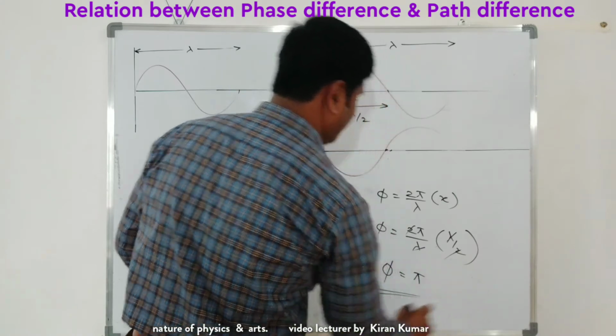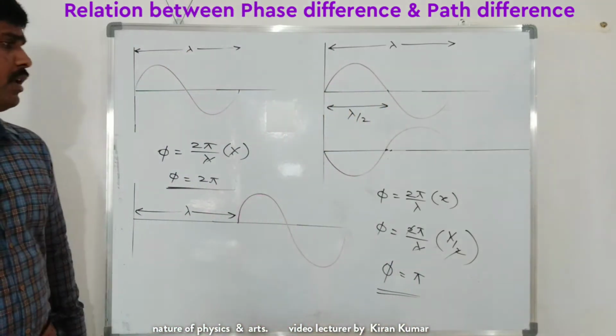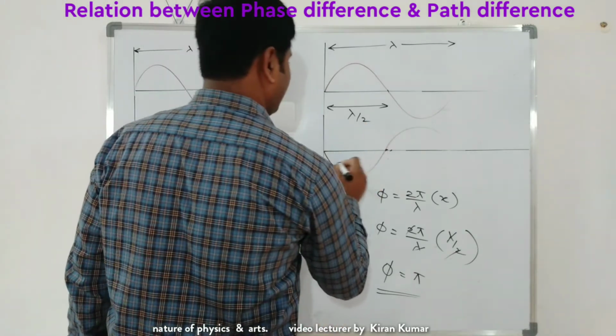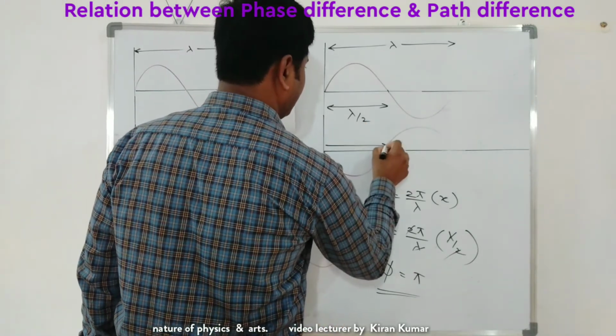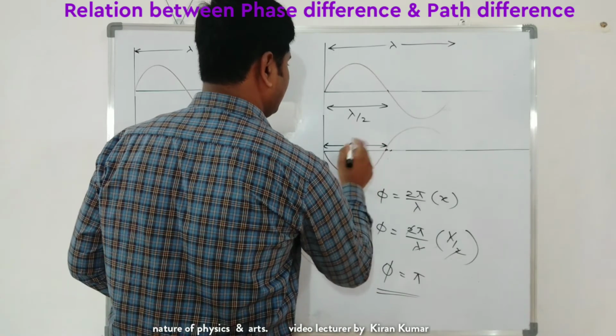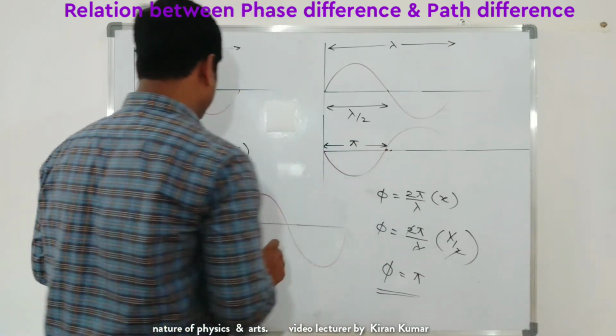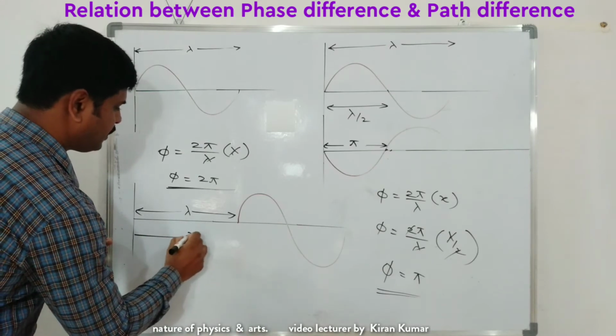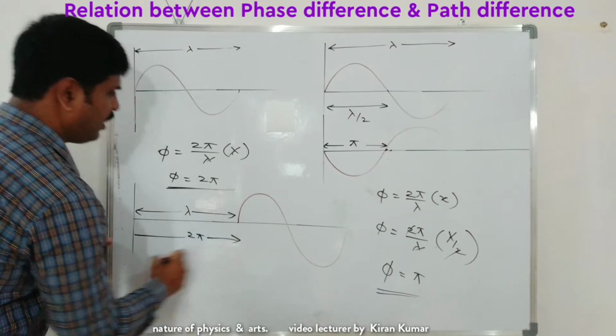This is the phase difference based on the path difference. Here this is the phase difference. How much? That is pi, which is equal to 180 degrees. Here, how much phase difference did we get? That is 2 pi is the phase difference.